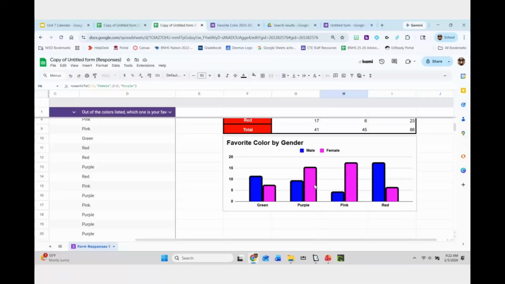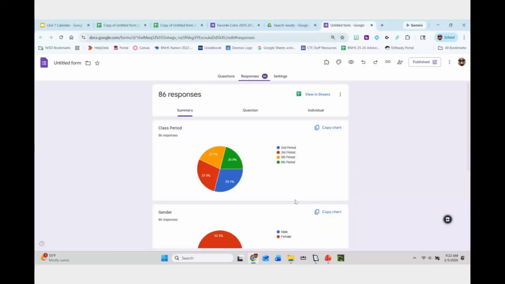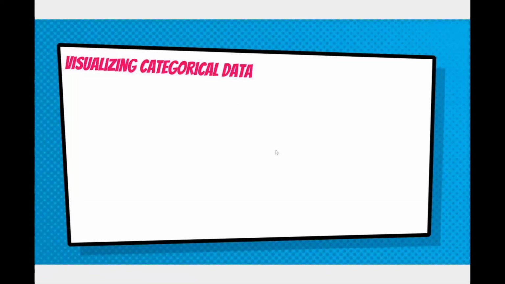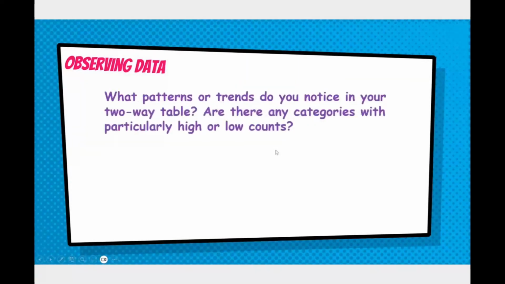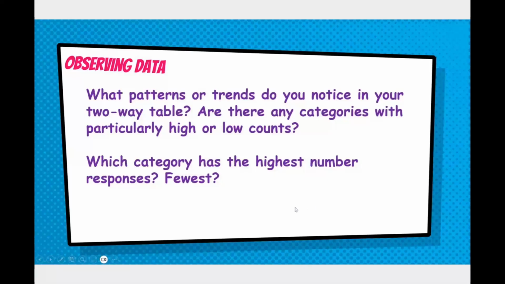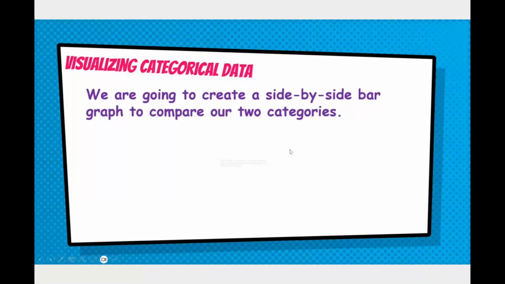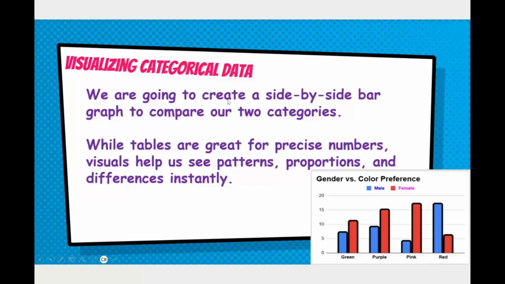So we can see some stuff here. We can get a better idea looking at it right here, like in terms of girls clearly prefer pink and purple, boys prefer red and green. So maybe that's saying something. We need to be considering these types of questions as we're reviewing it, and these are some things you're going to need to include on your project. Like, which category has the highest number of responses, fewest, and so forth? Does the data seem evenly spread out, or is it concentrated in certain categories? Things like that.